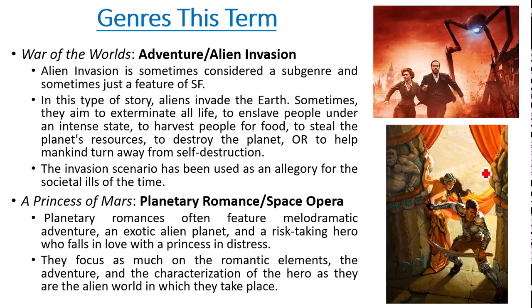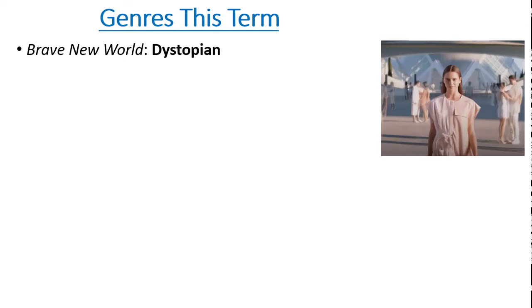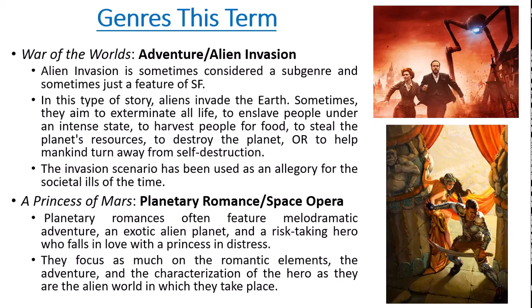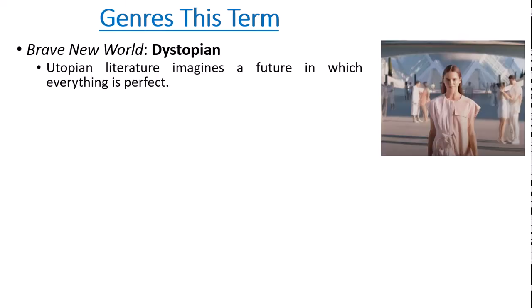Now, this sets the stage for a lot of other works. As I mentioned earlier, Star Wars, right? Long ago in a galaxy far, far away. That's basically the idea of a planetary romance. Brave New World is our next book after that. And we're moving along in time, right? So, to go back, War of the Worlds was published in 1897. Princess of Mars, I think, is 1912. And now Brave New World is 1938.